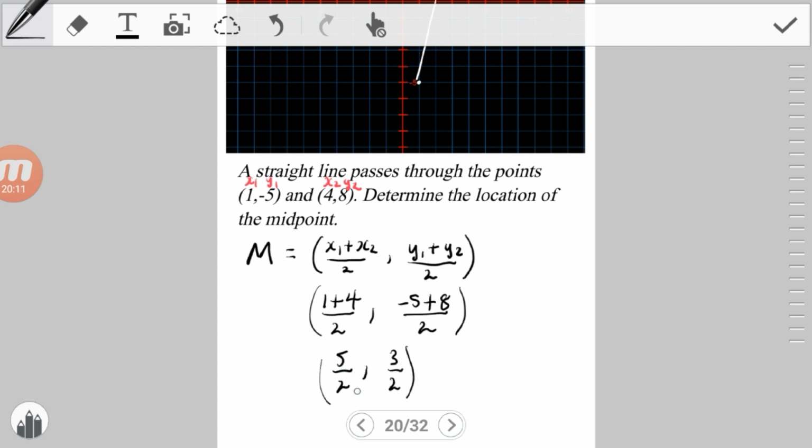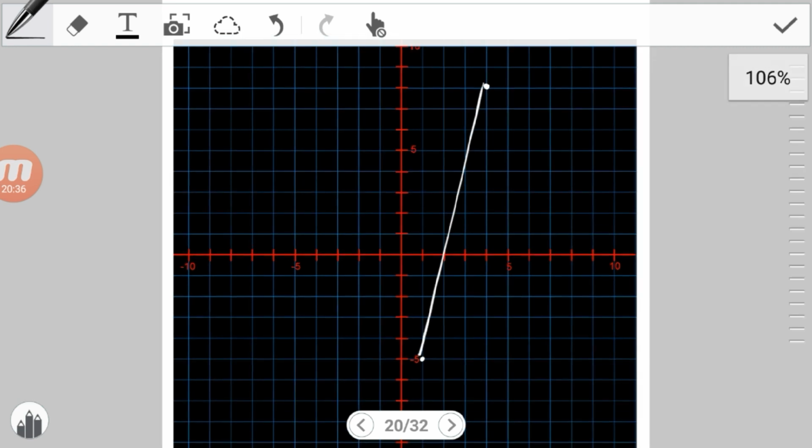Now in order for us to locate this on the Cartesian plane, we're going to have to convert it to a decimal. So 5 divided by 2 is approximately 2.5, and 3 divided by 2 is approximately 1.5. So what this is saying is that the midpoint location is located at taking 2.5 steps to my right and 1.5 steps up. So that's 2.5 steps to my right, so that's 1, 2, that would be 3, so this is halfway, 2.5 steps and 1.5 steps up, so this would be right here.